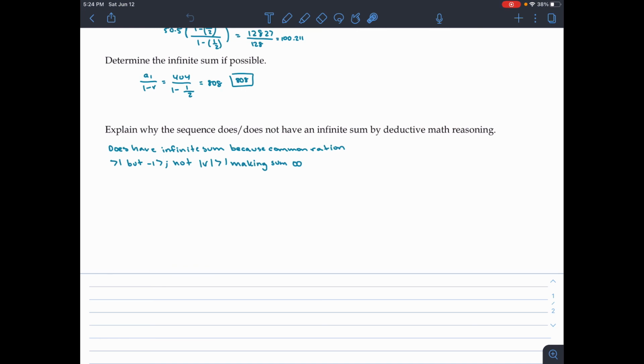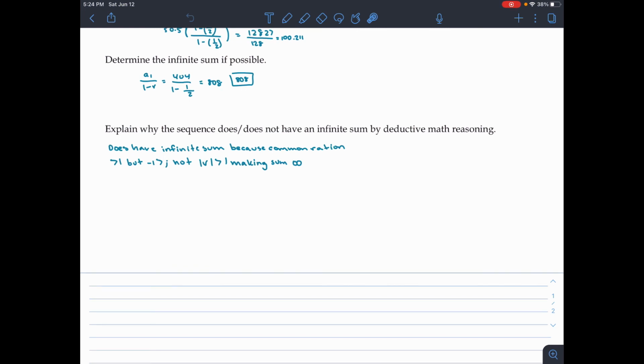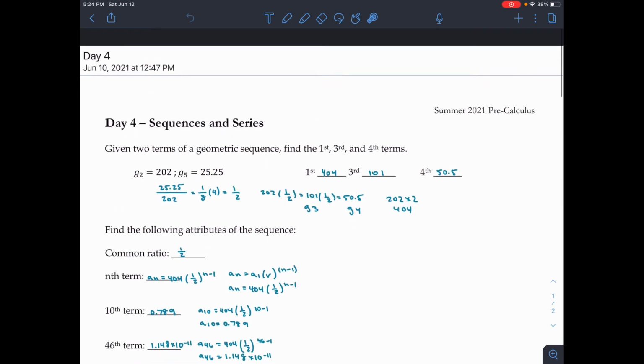If the ratio was above 1, that would mean it would keep going to infinity and it would never stop. So the infinite sum would be infinity if the ratio was above 1. But in this sequence, the ratio is only half, so it would have a stop, and that's how we got 808 as our infinite sum. And yeah, that was day number 4.